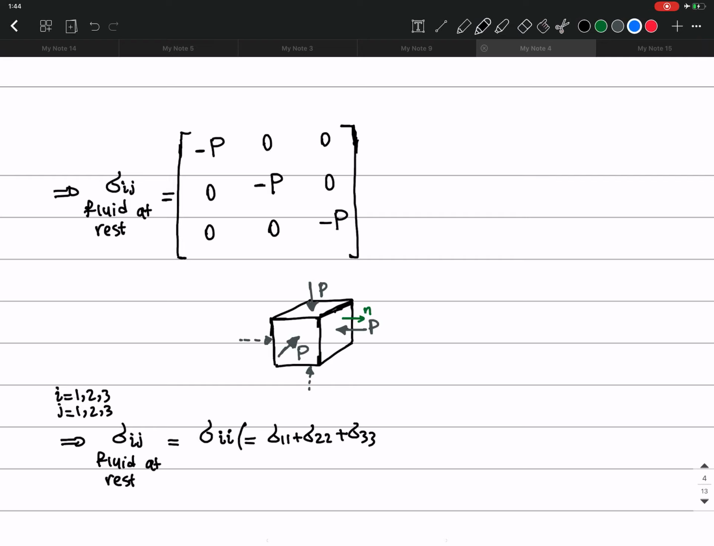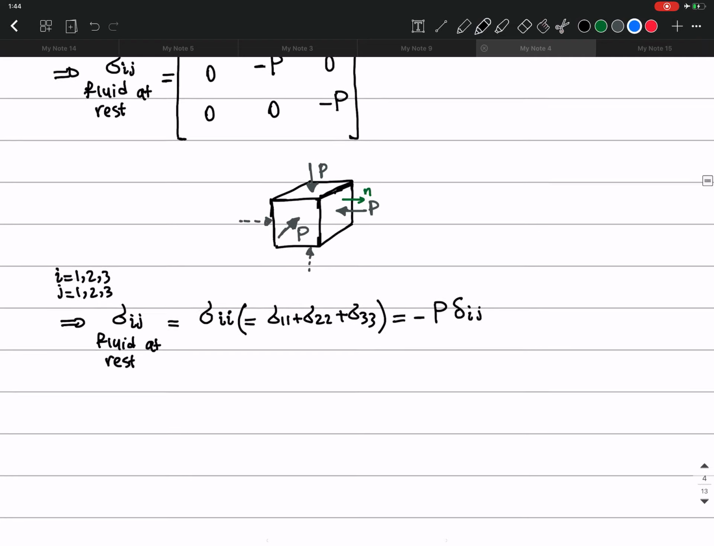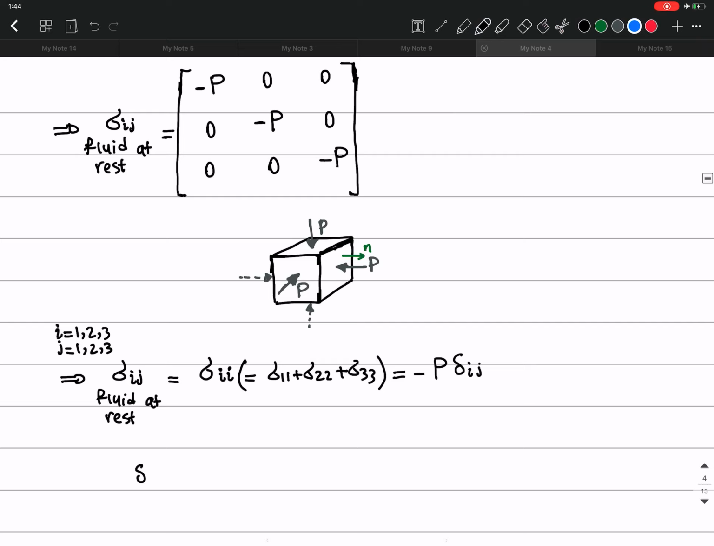So I put this in the parentheses. This equals minus P times delta ij. And let me say what delta ij is if you don't know. Delta ij is just a mathematical operator. It is 0 if i does not equal j, and it will be 1 if i equals j. It's called the Kronecker delta.